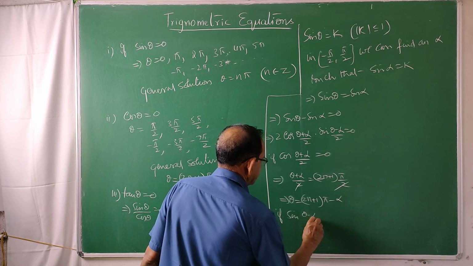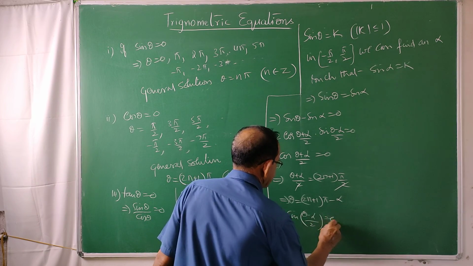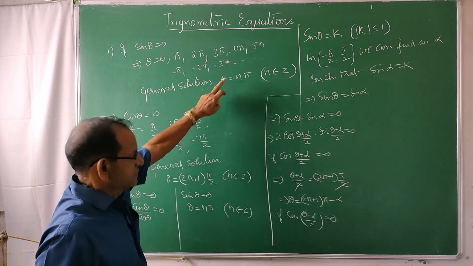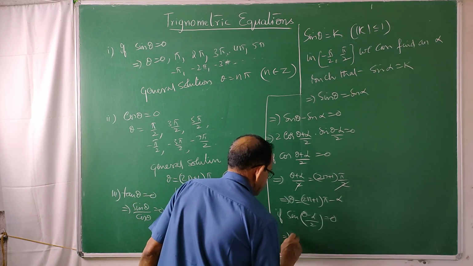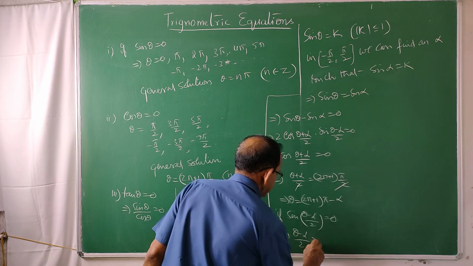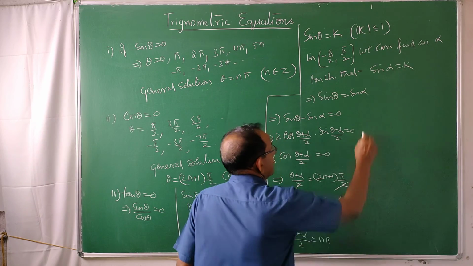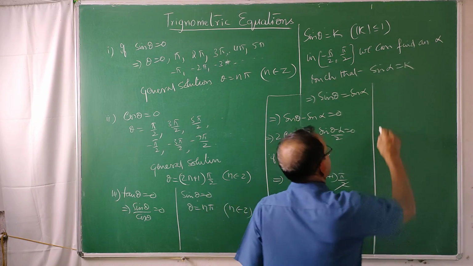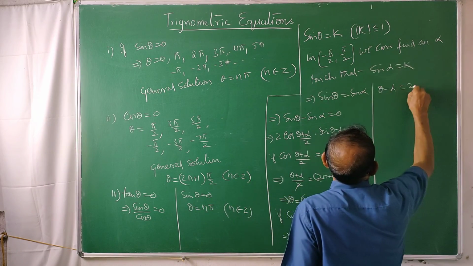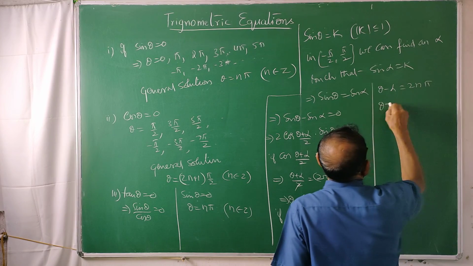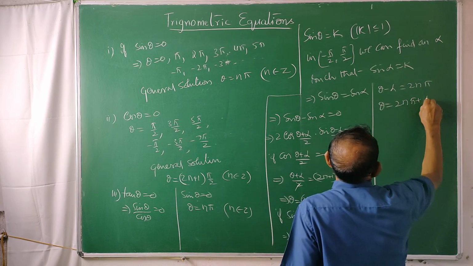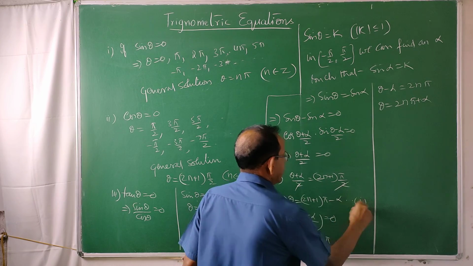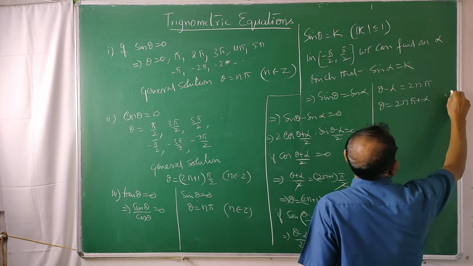If sin (theta minus alpha)/2 is equal to 0, if sin theta is 0, theta is n pi, general solution. That implies (theta minus alpha)/2 is equal to n pi. Then theta minus alpha is 2n pi. Then theta is equal to 2n pi plus alpha. Say this is case 1 and this is case 2.